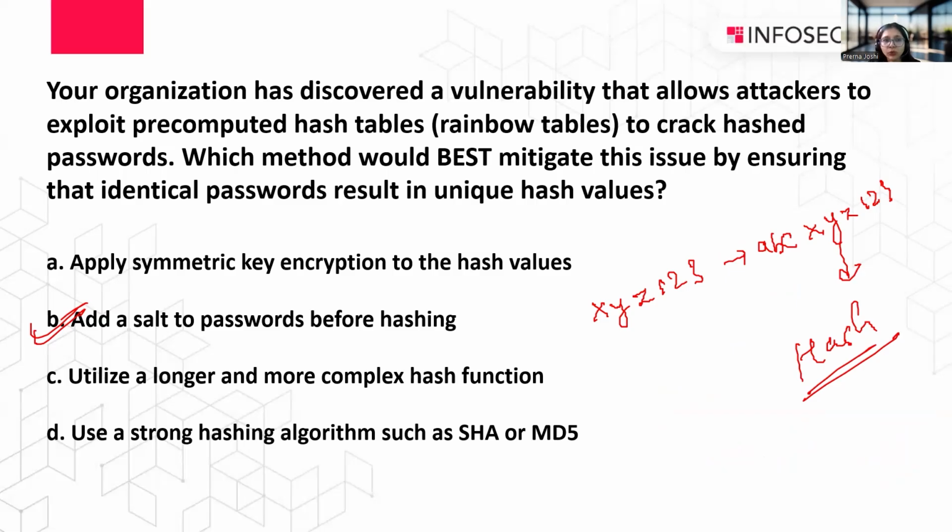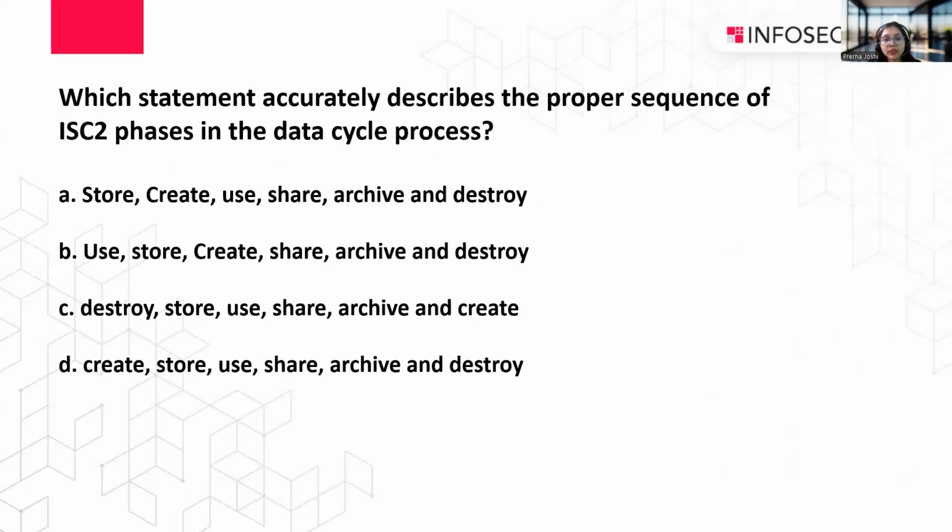Now let's move to the next question. It asks which statement accurately describes the proper sequence of ISC square phases in the data life cycle process. Among these options, option D is the correct answer. That means we create the data, we store it, we use it, we share it, we archive it, and then we destroy it. So option D is the correct answer here.